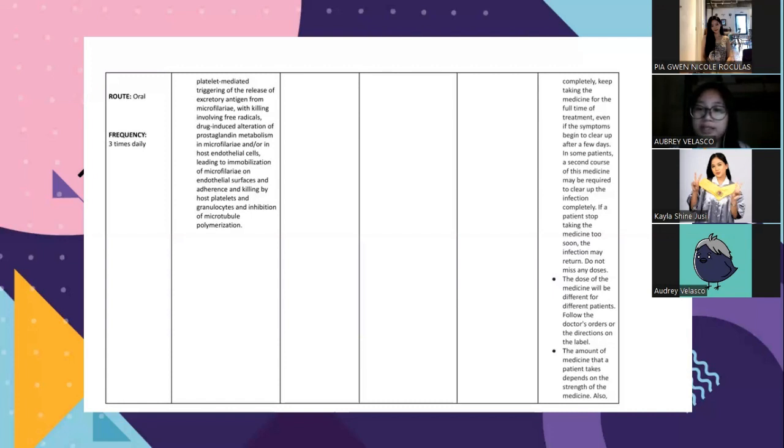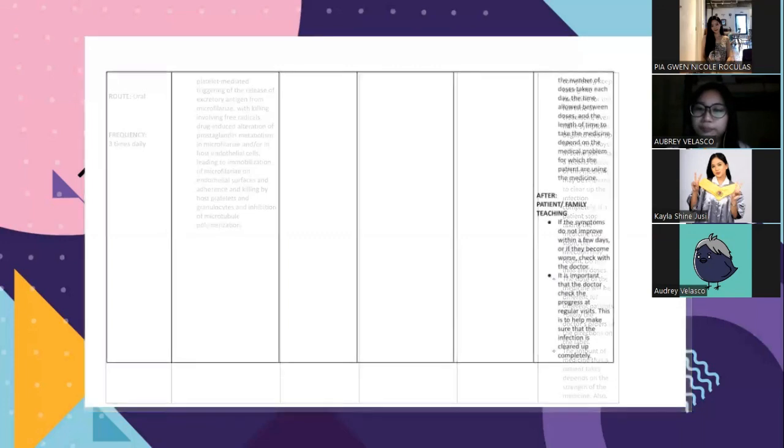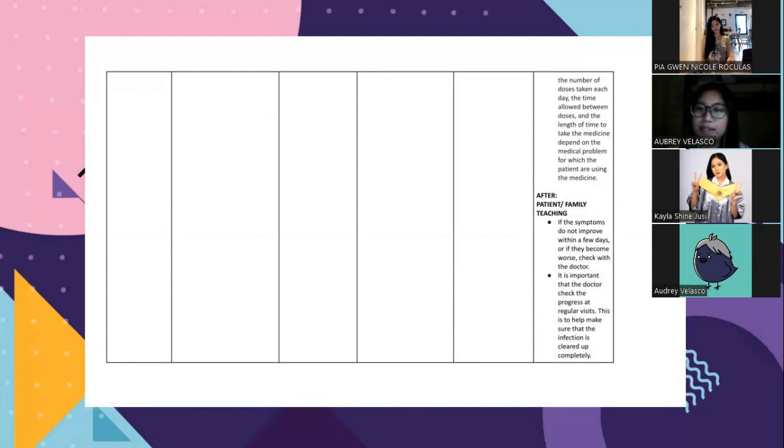The amount of medicine that a patient takes depends on the strength of the medicine, which is what I've said about the dosage and the forms. Also, the number of doses taken each day, the time allowed between doses, and the length of time to take the medicine depend on the medical problem for which the patient is using the medicine. Like I've said, there are different doses for each infection or disease.